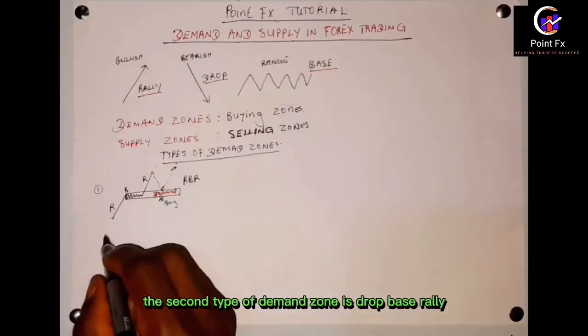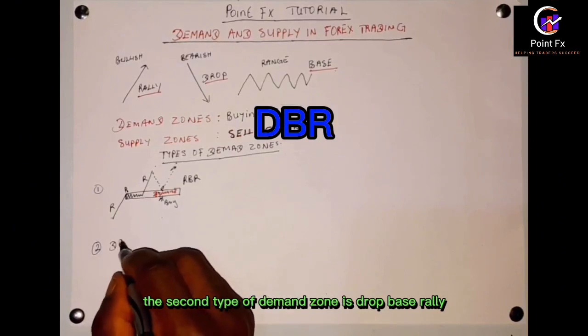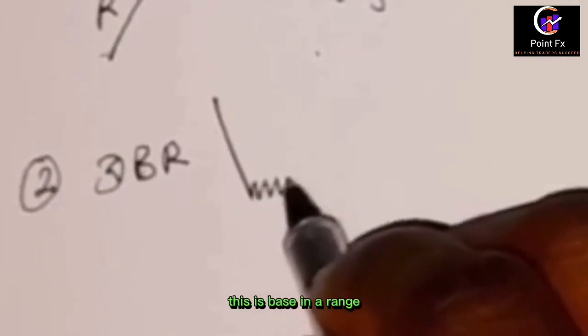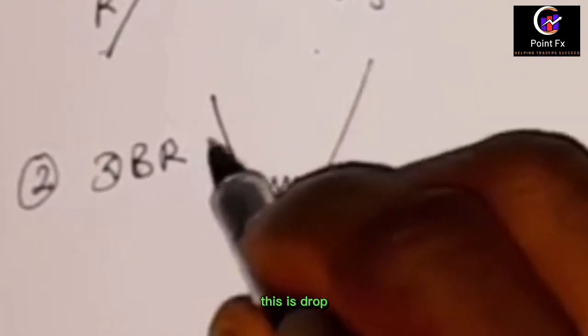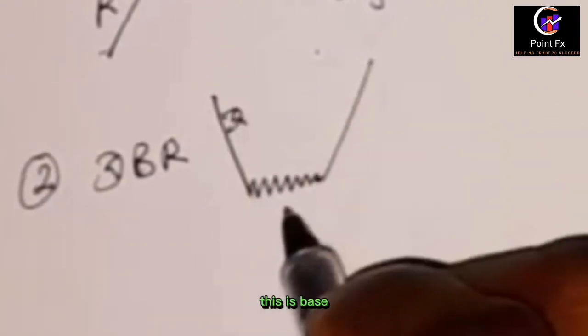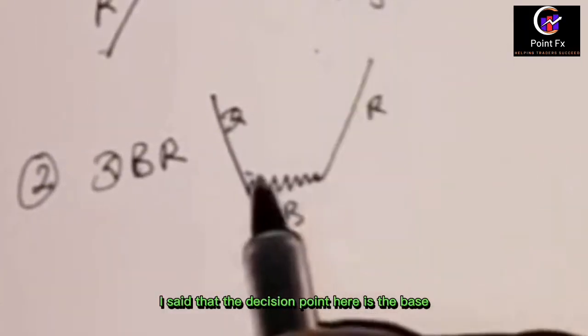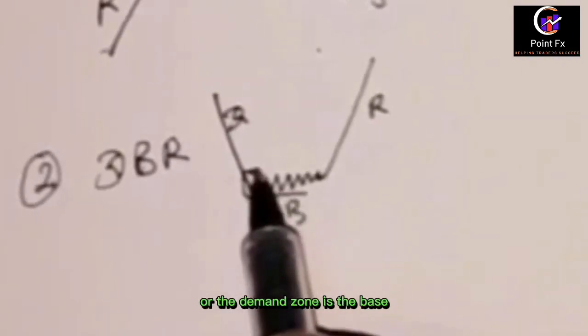The second type of demand zone is drop, base, rally. This is drop, this is base in a range, and this is rally. Now remember, I said that the decision point here is the base, or the demand zone is the base.